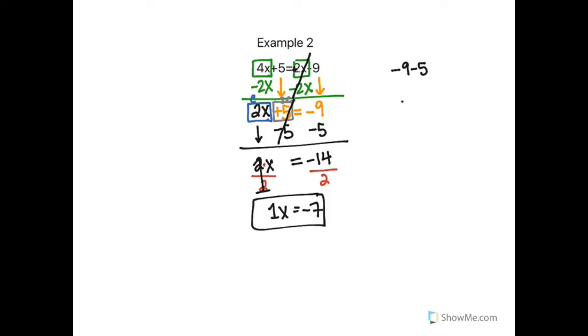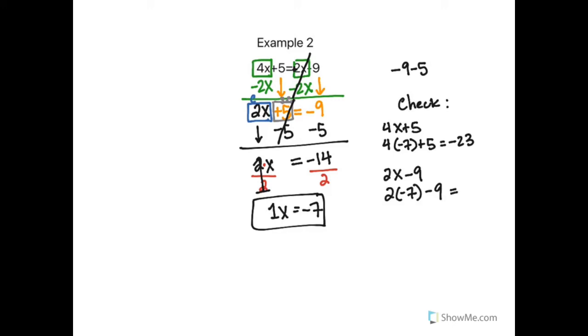And we can't forget to check our answers. Okay, so we're going to check if the left-hand side gives us the same thing as the right-hand side. So on the left, we have 4x plus 5. So I'm going to replace the x with a negative 7 and see what it gives me. It in fact gives me negative 23. Now I'm going to check my right-hand side. I have positive 2x minus 9. So I'm going to do 2 times negative 7 minus 9, which also gives me negative 23. Since they're both giving me the same thing, I know that I've solved my equation correctly.